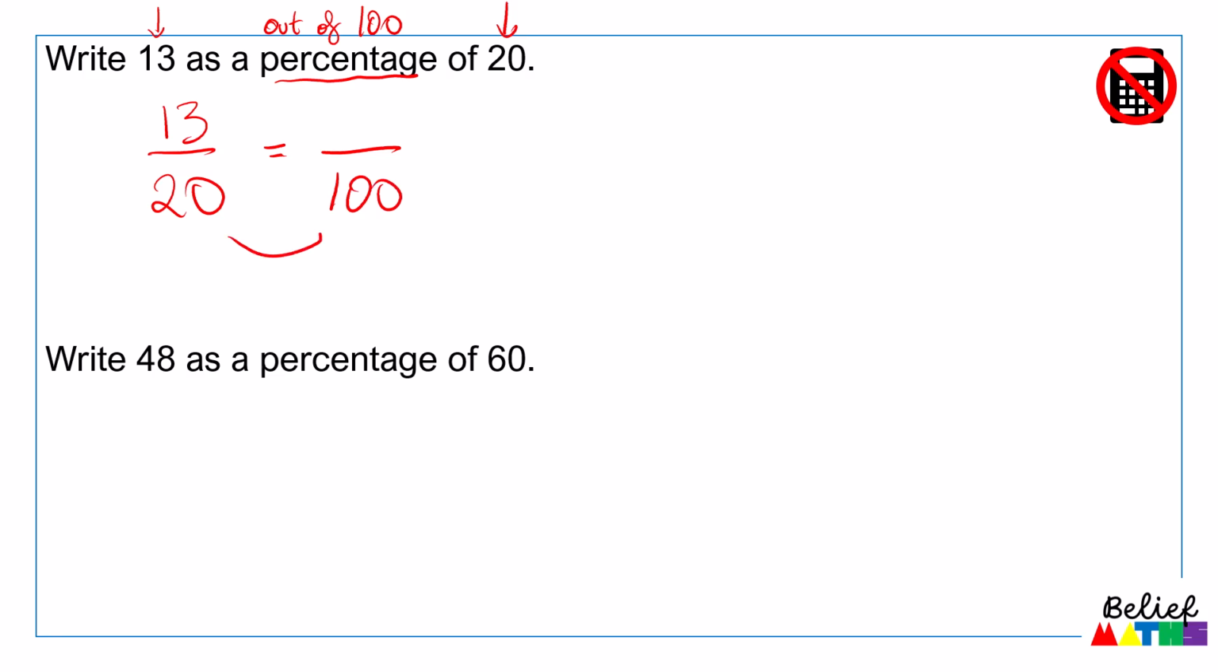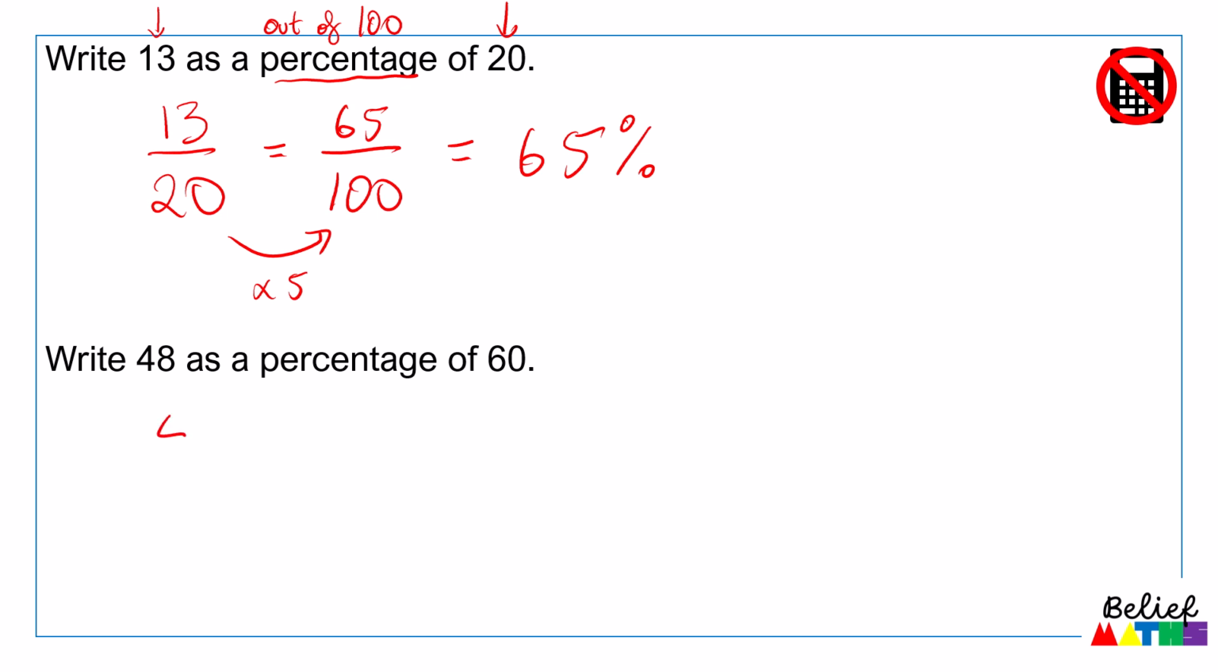So we're going to make this into a fraction out of 100. So very simply, 20 times 5 is 100. So doing the same on the top, 13 times 5 is 65. Now we've got 65 out of 100, which is just 65%. So the answer to that one is 65%. Now the second one is very similar.